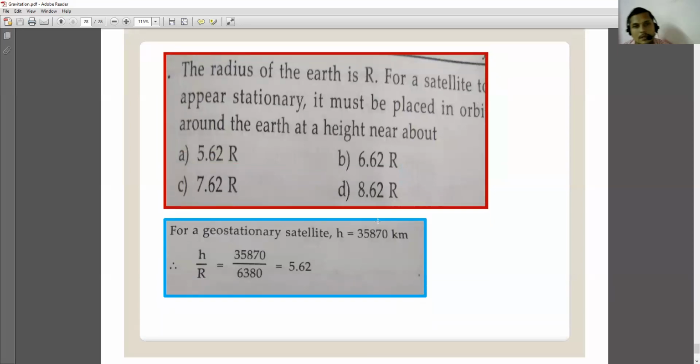Next, the radius of the earth is capital R. For a satellite to appear stationary, it must be placed in orbit around the earth at a height near about.